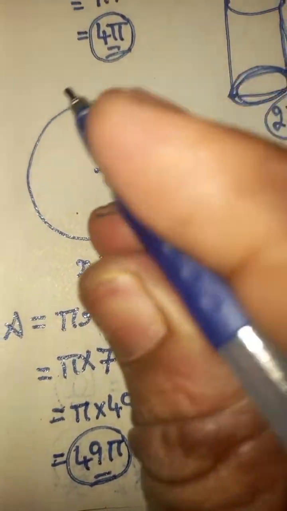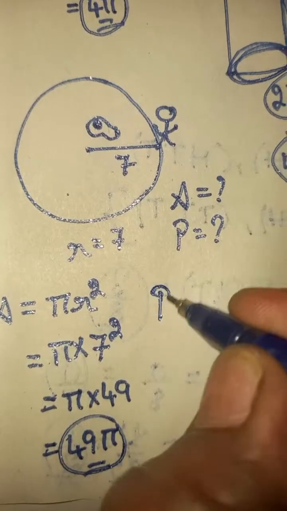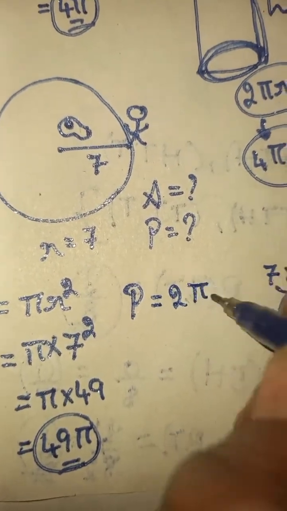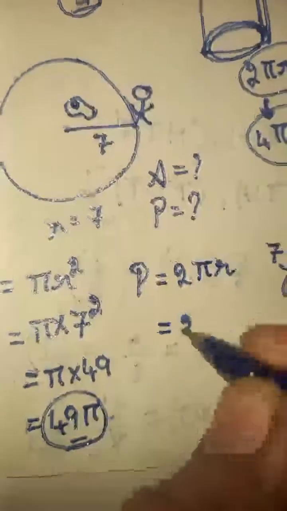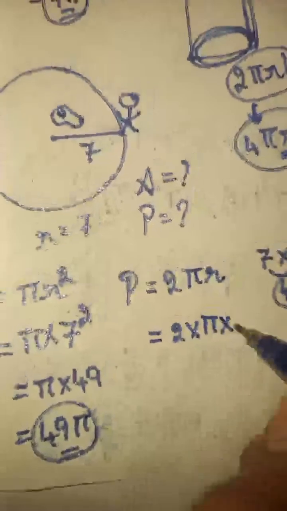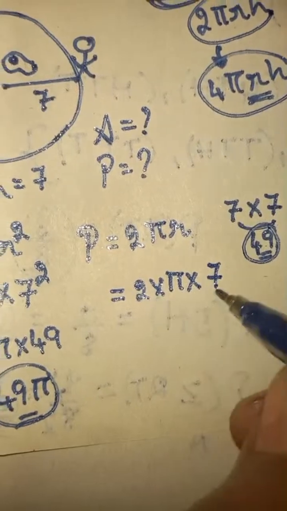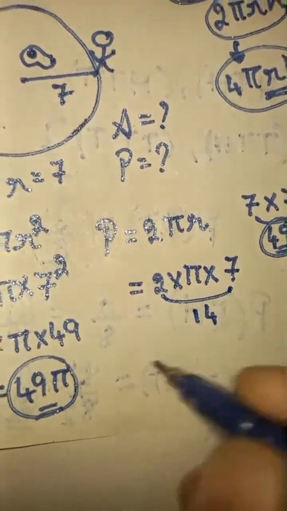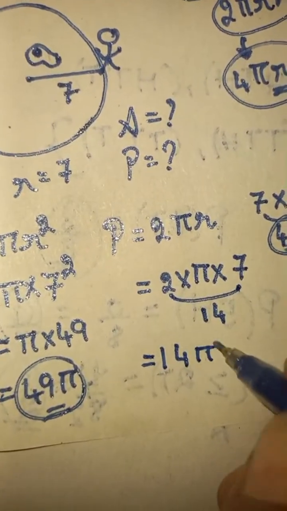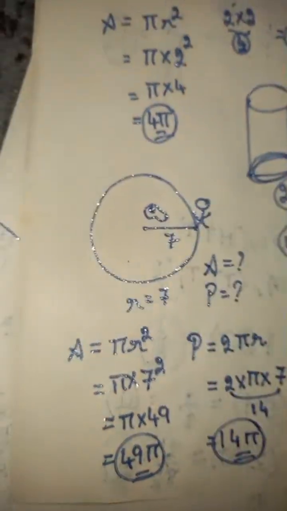And the man walking around the circle, you need to find out the perimeter, which is 2 pi r. So this becomes 2 times pi times the radius, which is 7 units. 7 times 2 is 14. So 14 pi units is the perimeter of the circle.